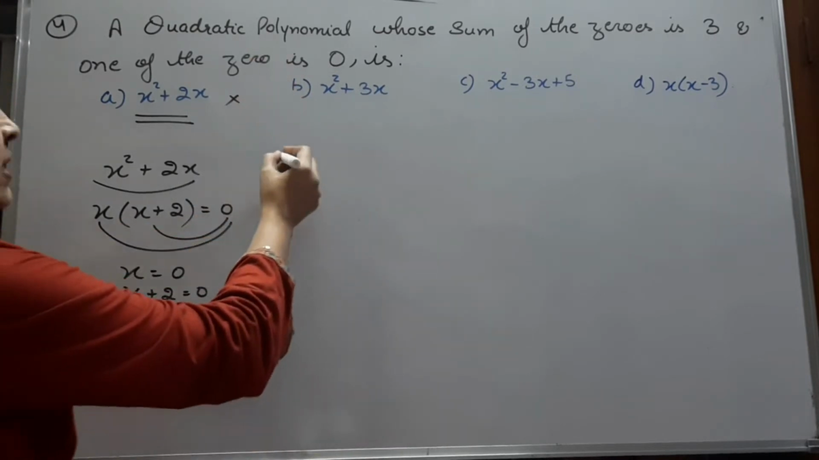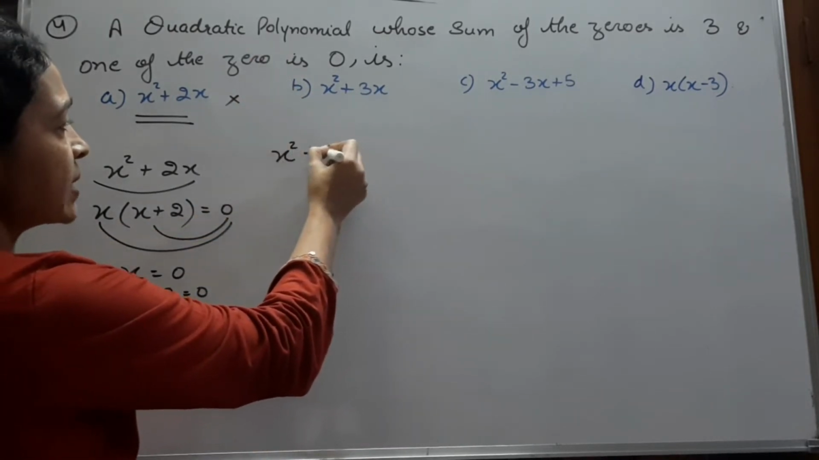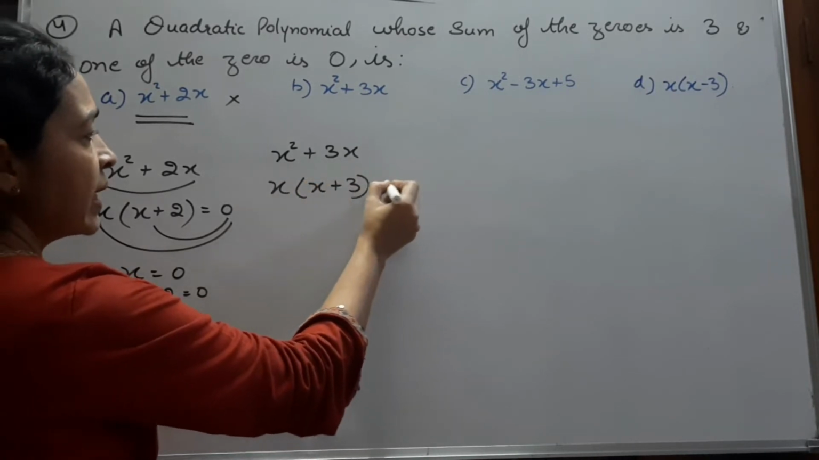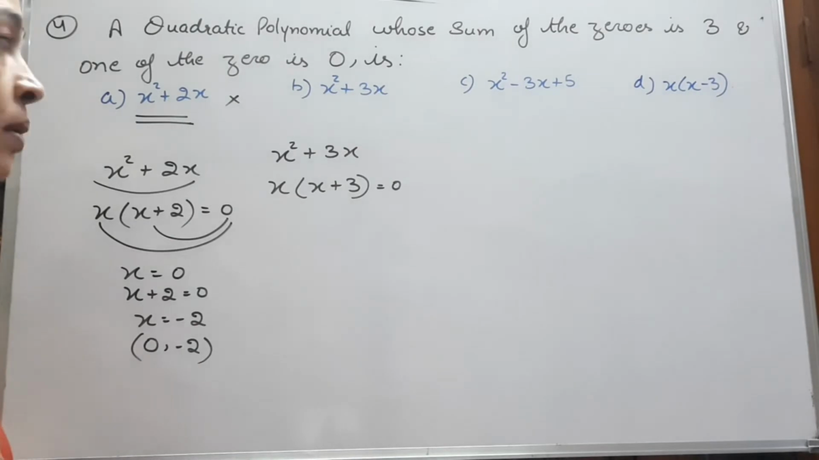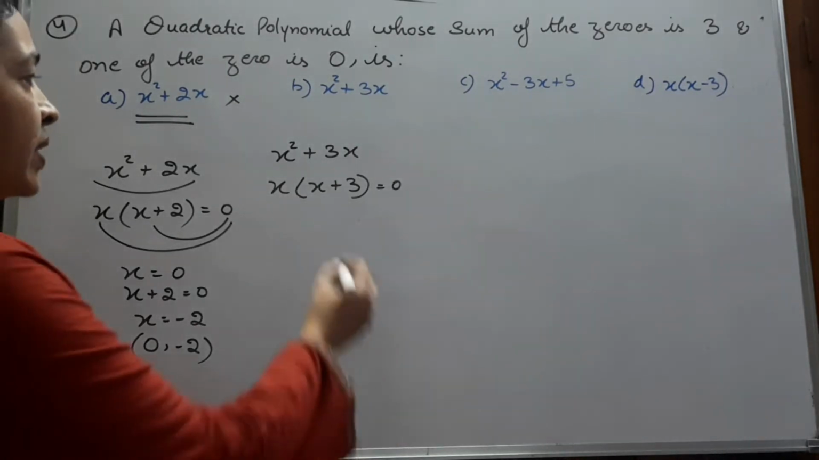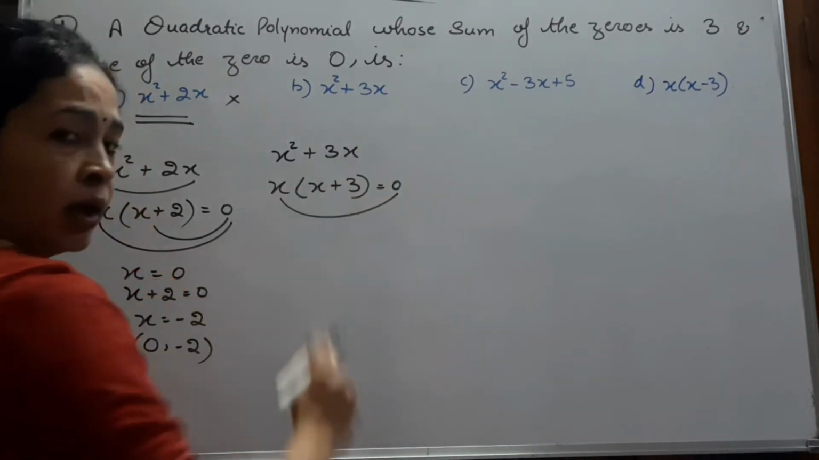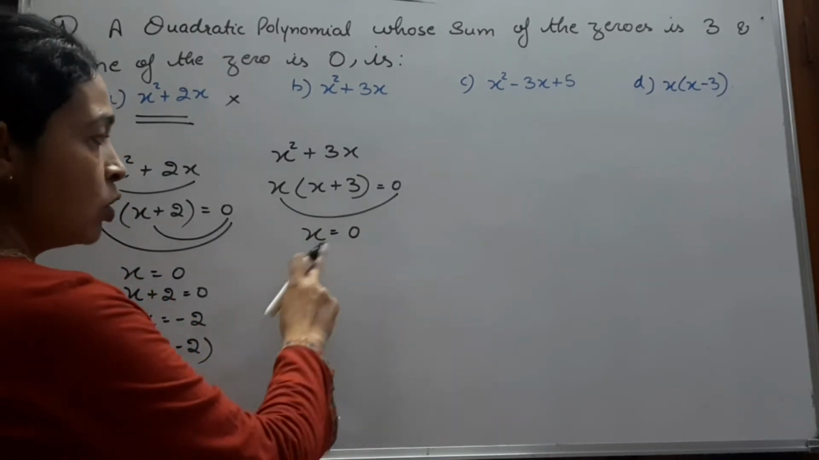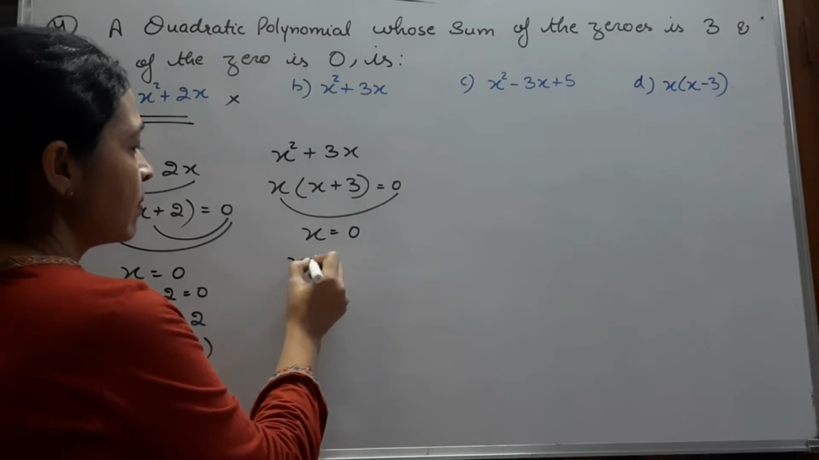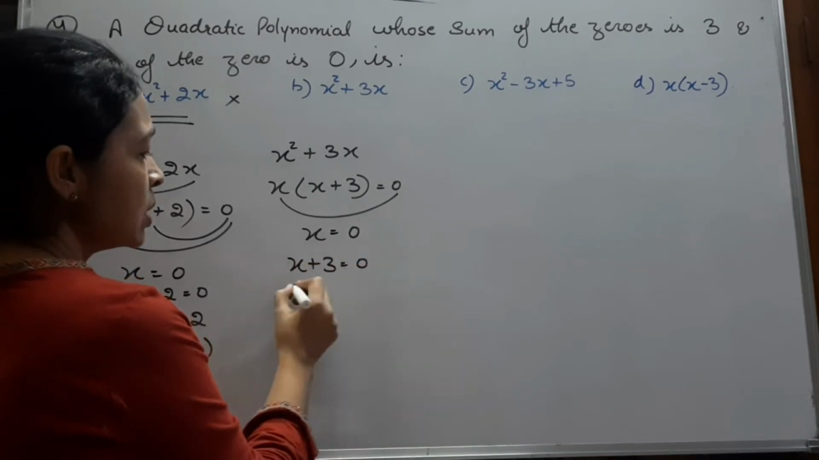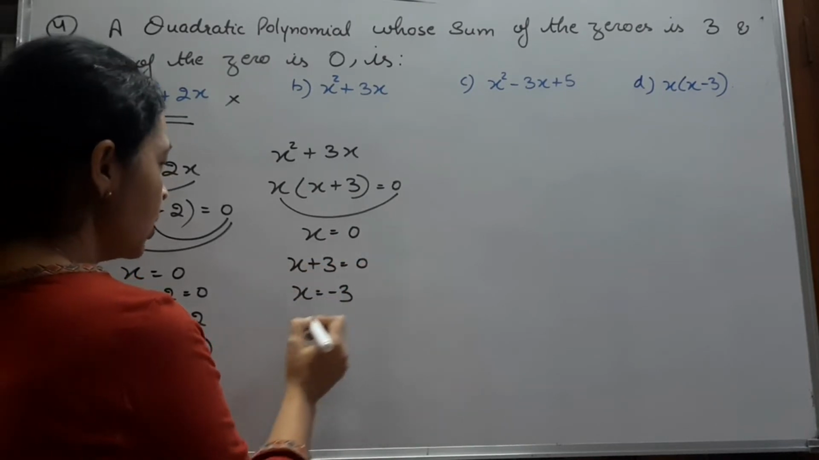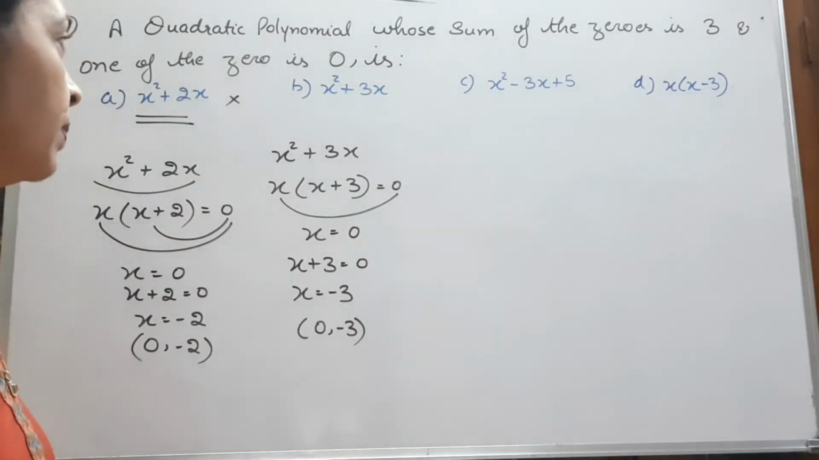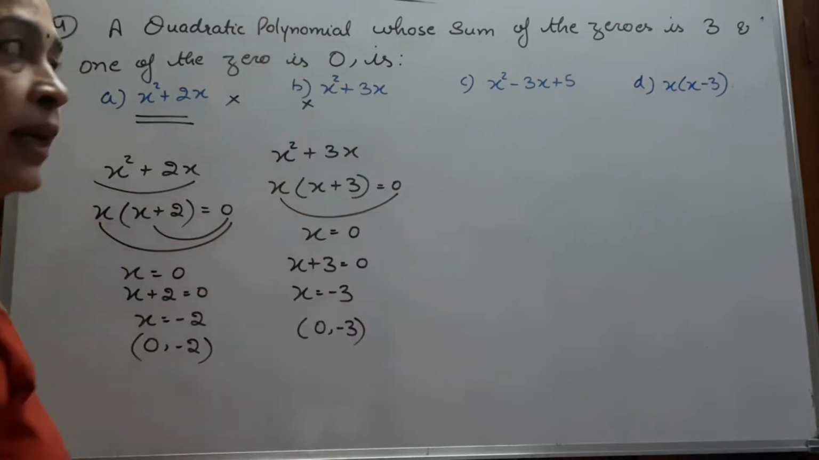Let's move towards the second, x square plus 3x. Take x common: x into x plus 3. For getting zeros, make this equal to 0. Now either x equals 0 or x plus 3 equals 0. So x equals 0 is one zero. Another will be x plus 3 equals 0, x equals minus 3. So our zeros are 0 and minus 3. Their sum is not 3. So this is also not correct.